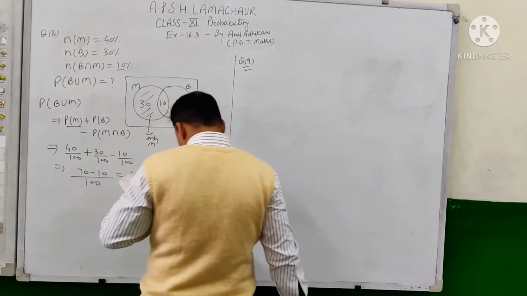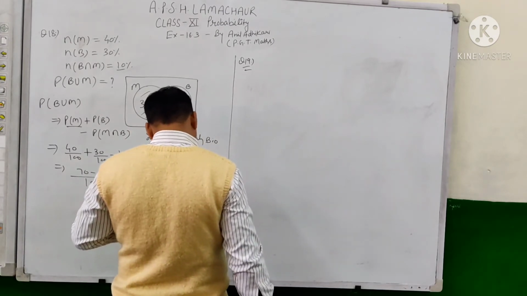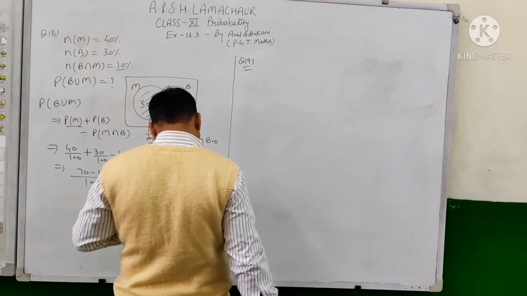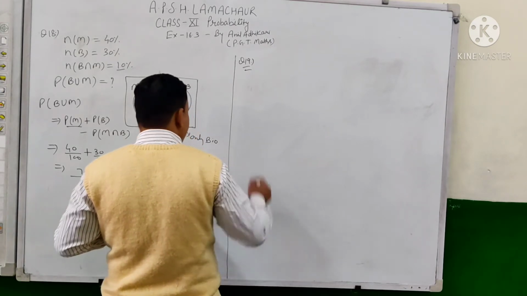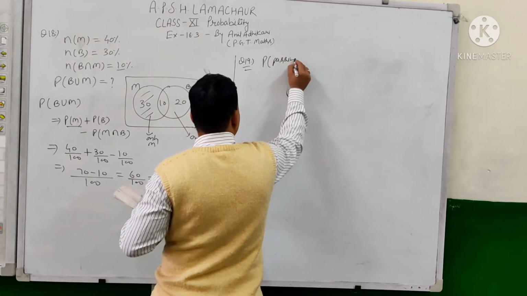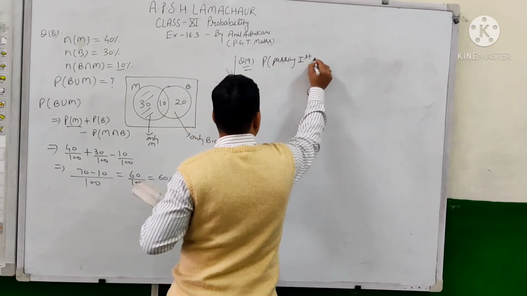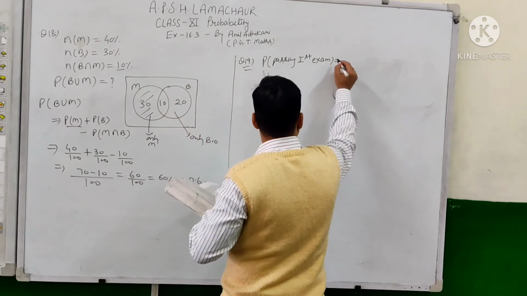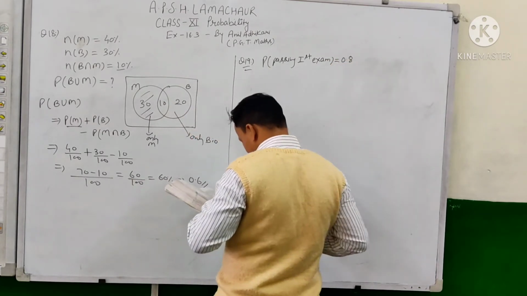Question number 19. In an entrance test that is graded on the basis of two examinations, the probability of a randomly chosen student passing the first examination is 0.8. The probability of passing the first exam has been given as 0.8. Okay.